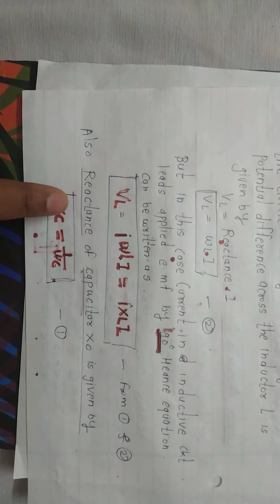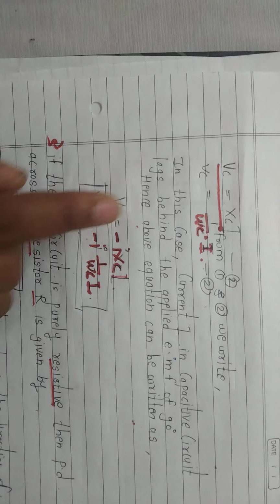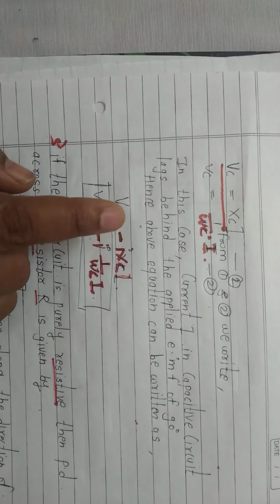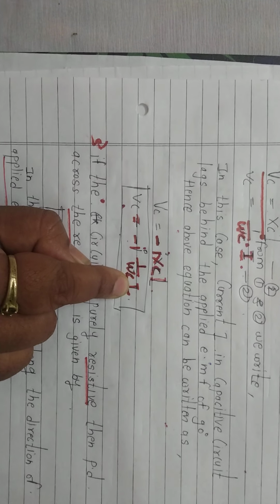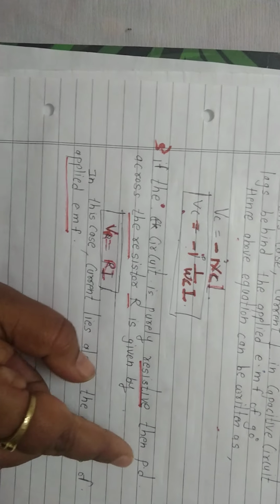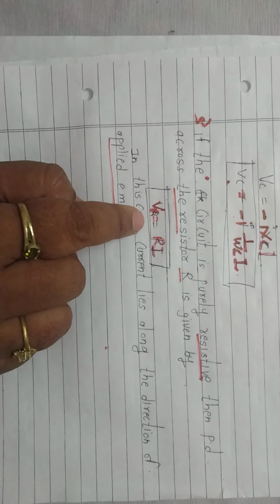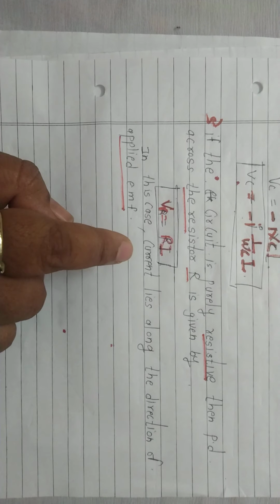Also, the reactance of a capacitor XC is given by XC equals 1 by omega C. The potential difference along the capacitive circuit can be written with 1 by omega C times I. So VC is equal to minus i 1 by omega C I, because in a capacitive circuit the potential difference lags behind the applied EMF by 90 degrees. Next, if the circuit is purely resistive, then the potential difference across the resistor R is VR equal to R I. In this case, the current lies along the direction of the applied EMF.